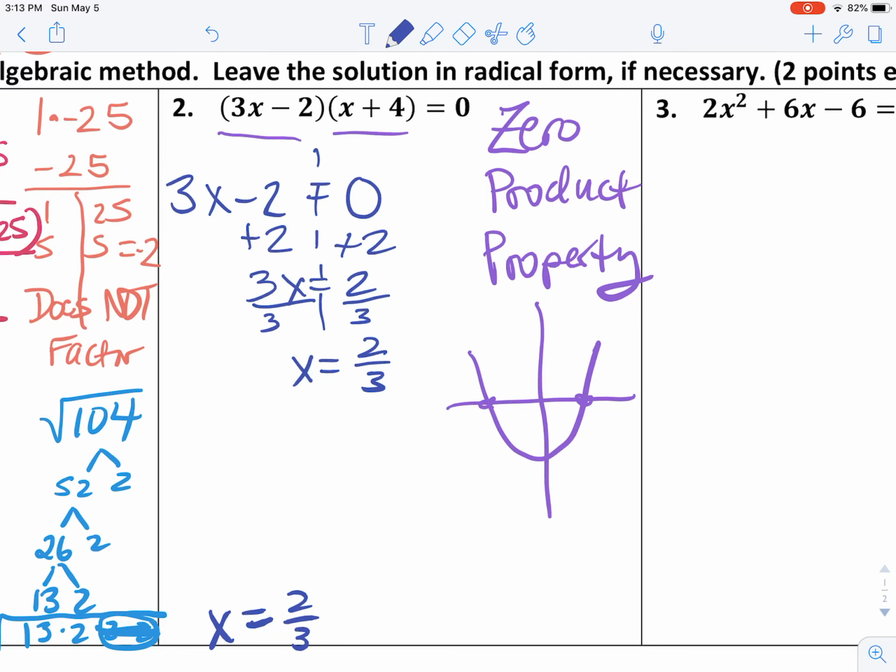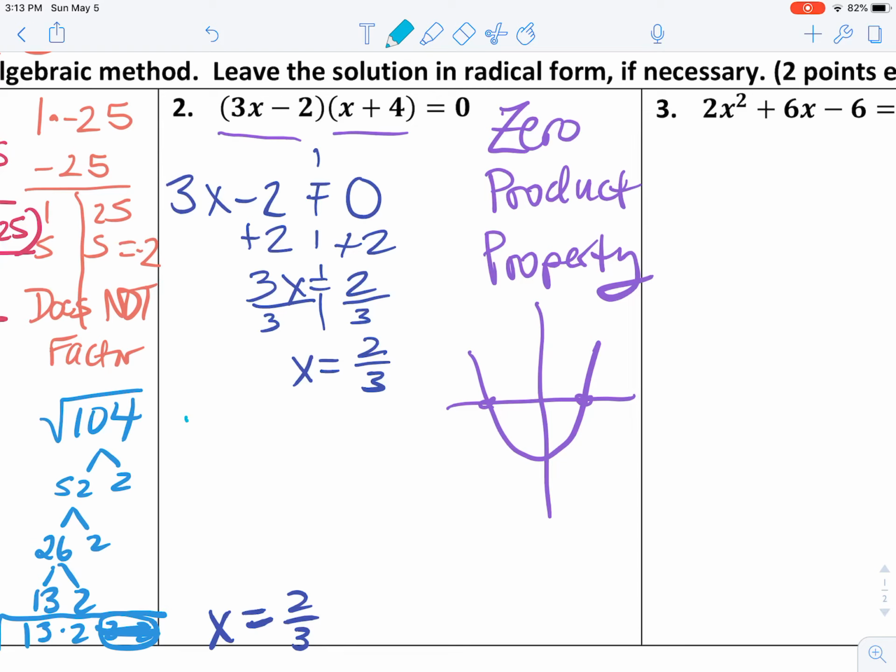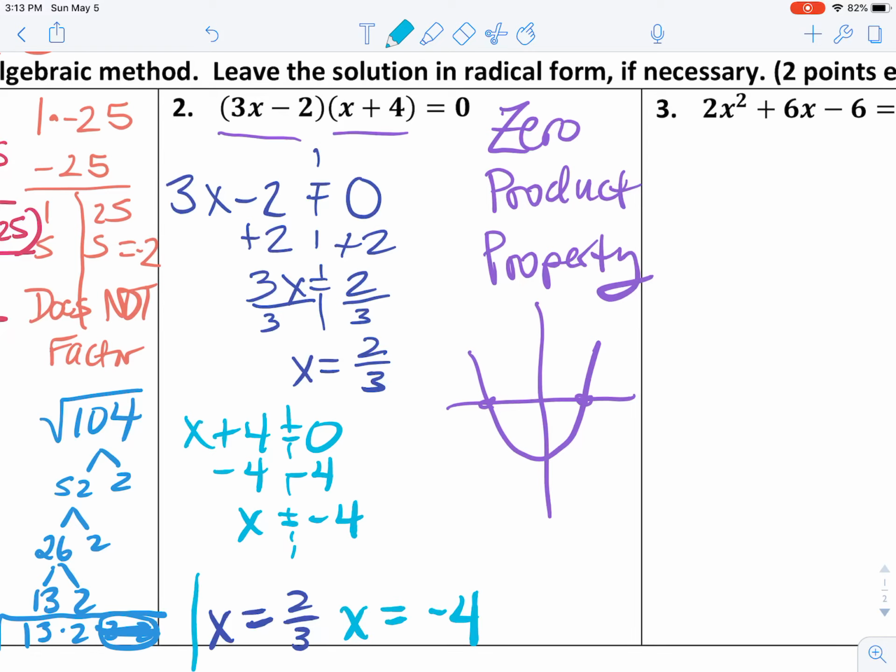And then I'll switch colors so things don't get too confusing here. x plus 4 is going to also equal 0. We're going to solve that one. This one's pretty simple, huh? Forgot to put my little dotted line, sorry. And x is going to equal -4. And this is my solution.